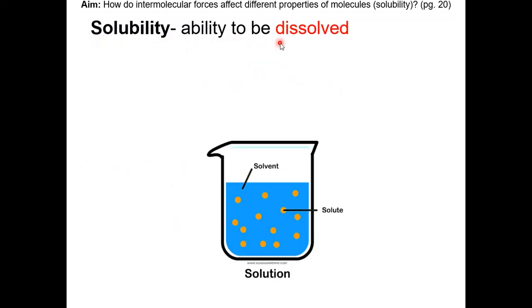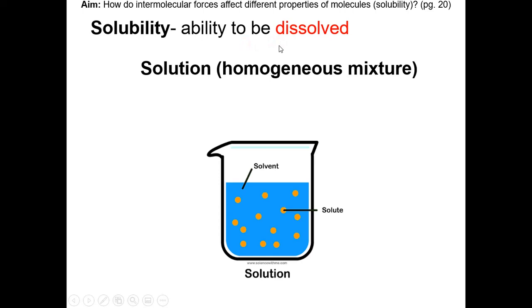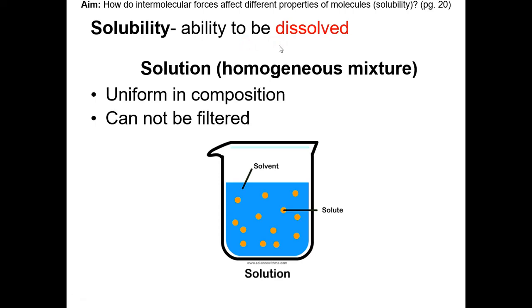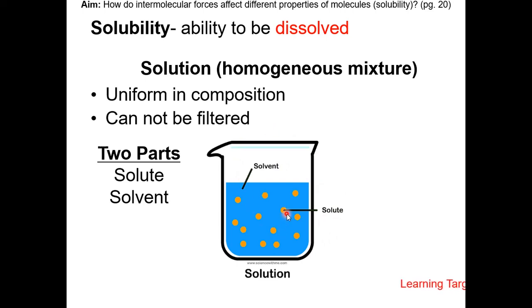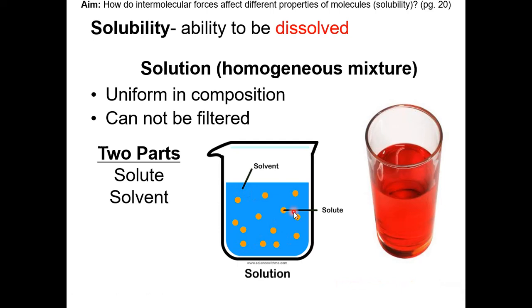Solubility is the ability to be dissolved. A solution is a homogeneous mixture. It's uniform in composition and it cannot be filtered. There's two parts to a solution. That is the solute and the solvent. So as you can see from this diagram of a solution, the solute is being dissolved in the solvent. It spreads out evenly throughout the solvent. Because the solute spreads out evenly, the solution looks like one substance.